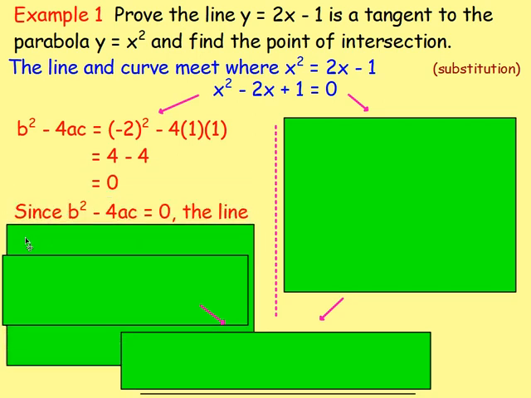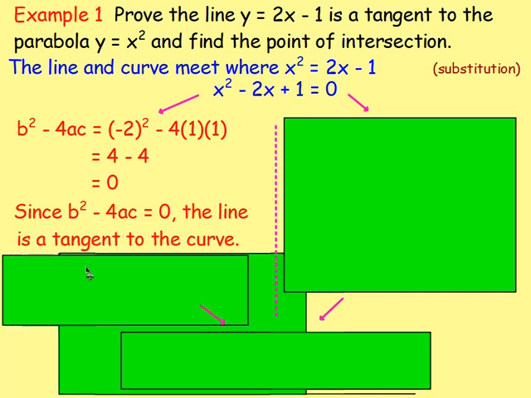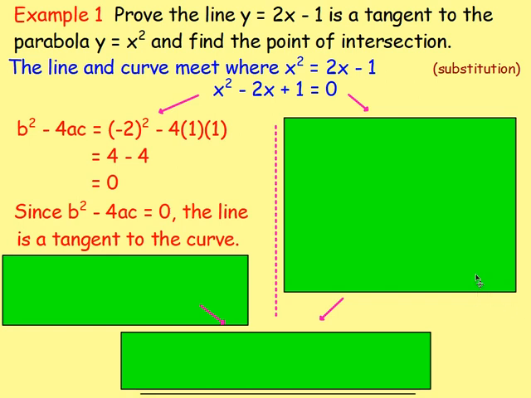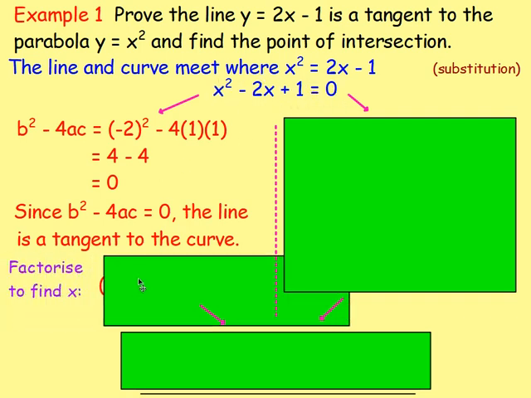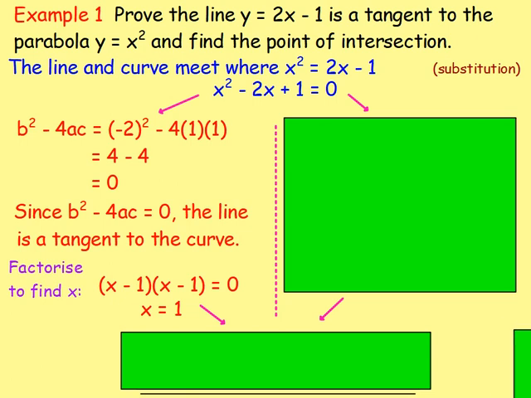And remember, since b squared minus 4ac equals 0, it means the line is a tangent to the curve. So you've proved that. We also want to find the point of intersection though. So you need to find the value of x. Because you know that x squared minus 2x plus 1 equals 0, you can factorize that in order to find the value of x. Factorizing gives us x minus 1, bracket x minus 1, meaning the only point that it touches will be x equals 1.